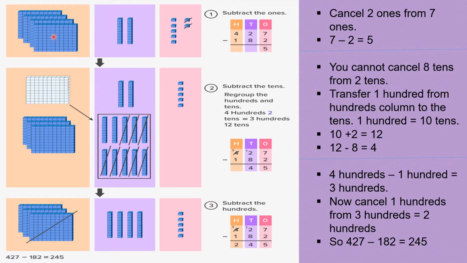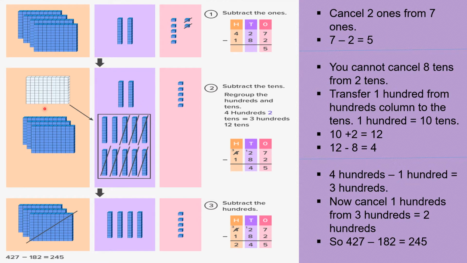So if I transfer 100 to the tens column, how many tens would it become? What is 100? How many tens is 100? 100 is equal to 10 tens, right? If you combine 10 tens, you will get 100.